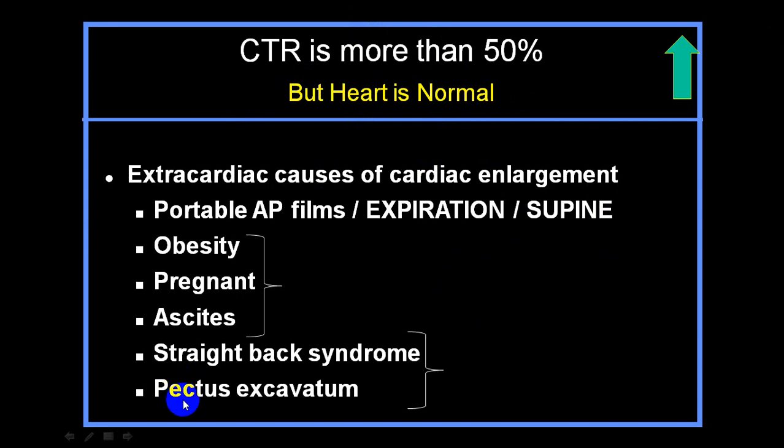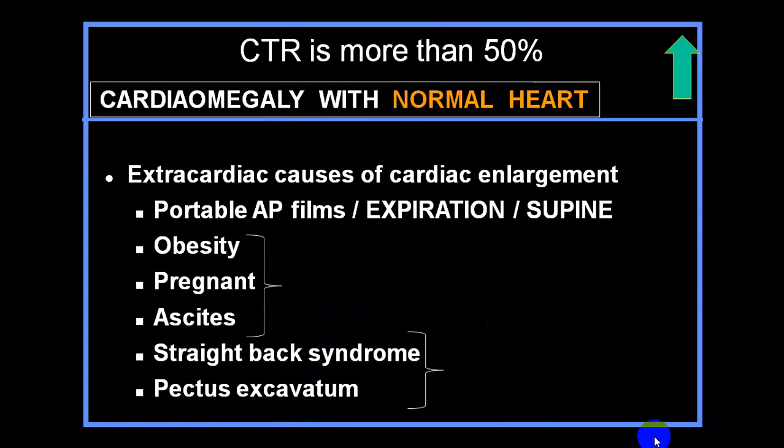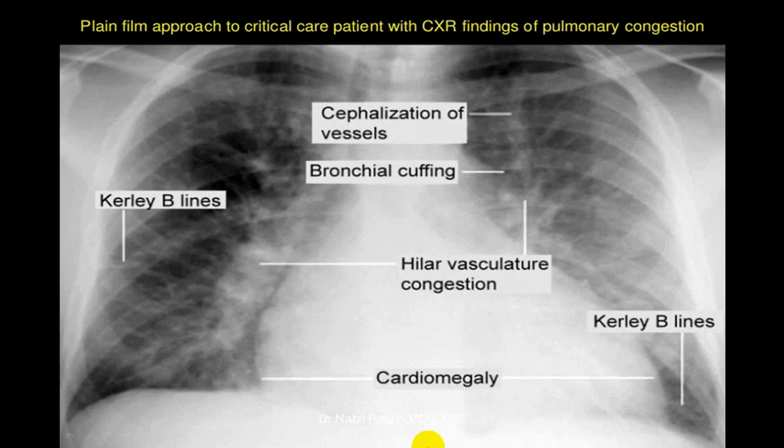In a case of pectus excavatum and straight back syndrome also, because of external deformities of the chest wall, it will give you a false interpretation of heart size. So do remember all these conditions which can give you a false interpretation of heart size. And straight back syndrome and pectus excavatum you can identify only in a lateral view, so do look at the lateral view.